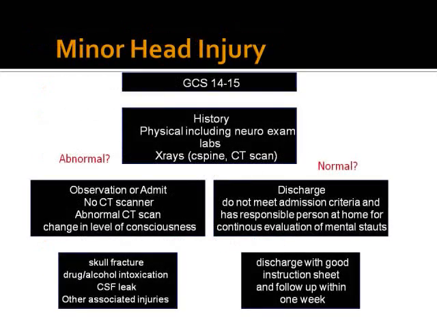This flow diagram shows the management for minor head injury, where after taking history and physical exam, we determine the Glasgow Coma scale. If it's between 14 and 15, with a normal history and normal physical, then we admit the patient for observation and we can investigate as required. But if abnormal, we admit the patient for observation and we investigate accordingly.